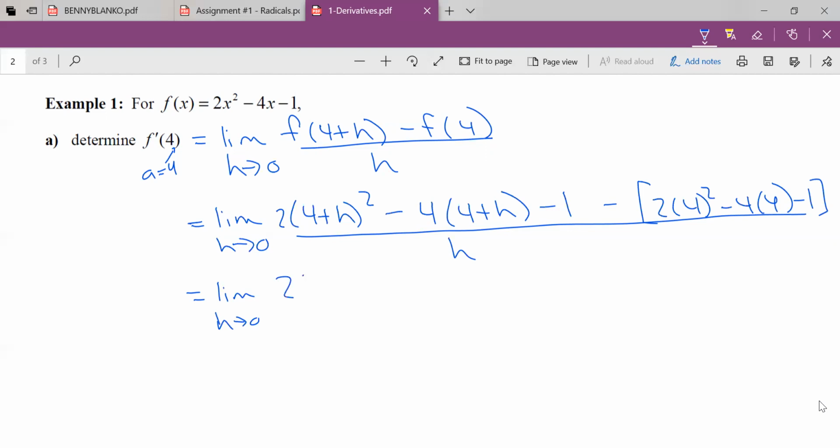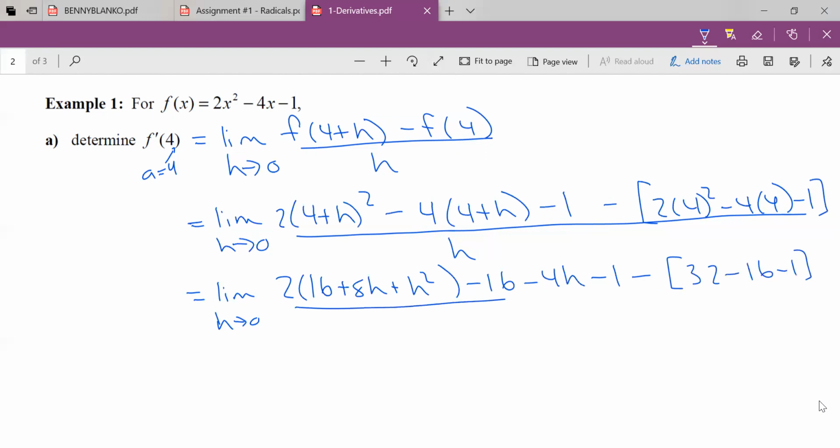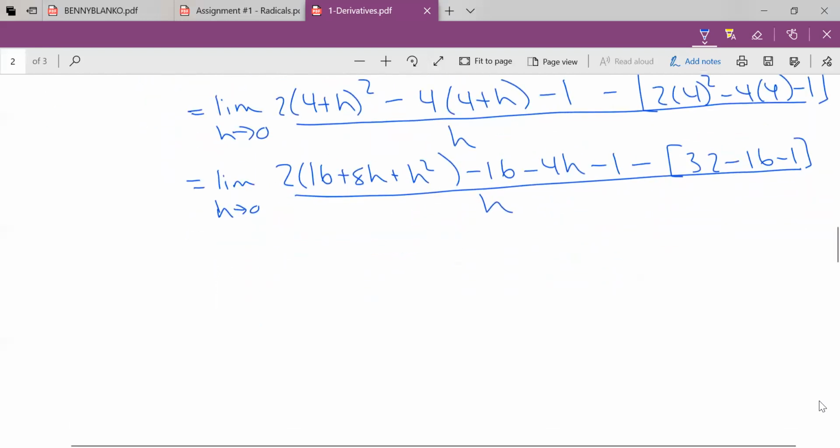Okay, just start simplifying. So 4 plus h squared is 16 plus 8h plus h squared minus 16 minus 4h minus 1 minus, and then inside my brackets here, what do I got? 32 minus 16 minus 1, over h. Like, this is just a big beast. And I want you thinking that. I actually want you saying to yourself, oh, really? Do I have to keep doing this? Yeah, I actually want you saying that to yourself, because there has to be a better way, and that's the next lesson. Okay, let's keep simplifying.